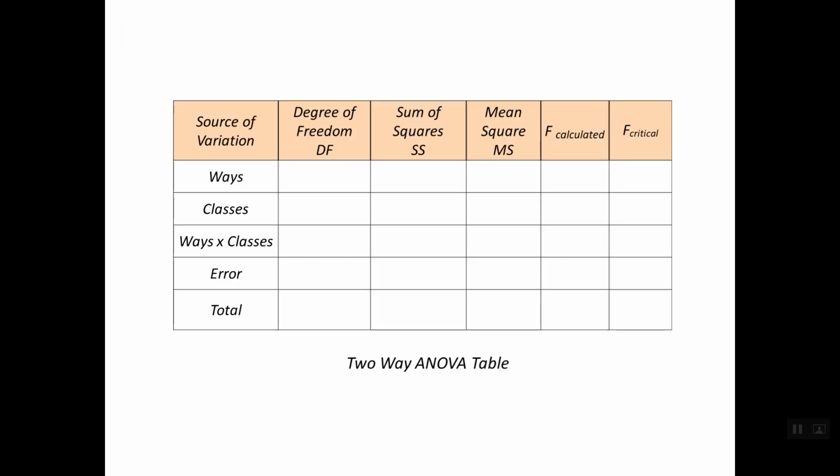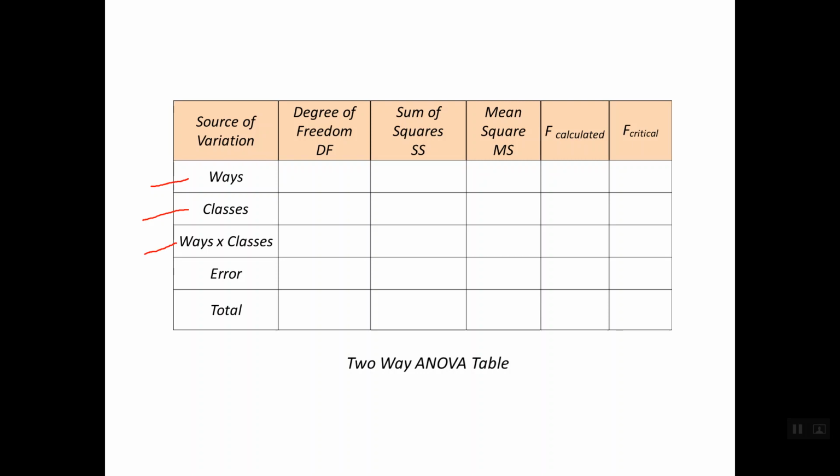This is the two-way ANOVA table, which we need to fill in. In case of two-way ANOVA, we have three sets of hypotheses we need to test. The first one is for the first factor, which is the teaching ways or teaching techniques, and the second one is for the classes, and the third one is for the interaction between the two factors.